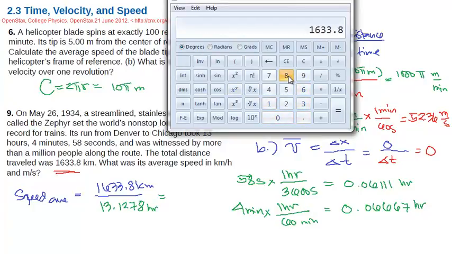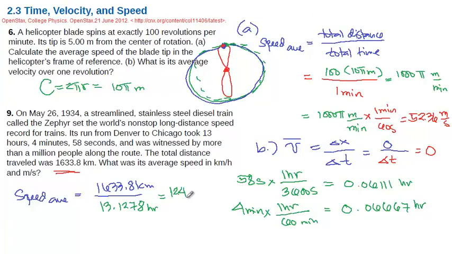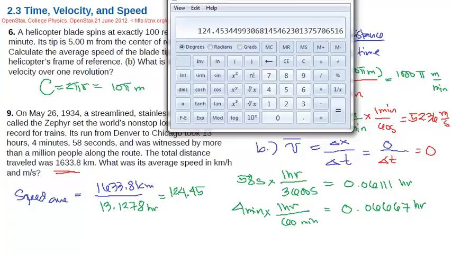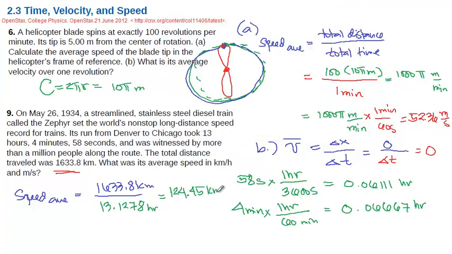So the average speed in hours will be 1633.8 divided by 13.1278, and that gives me 124.45 kilometers per hour.